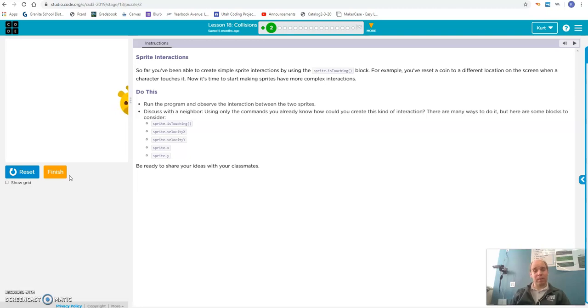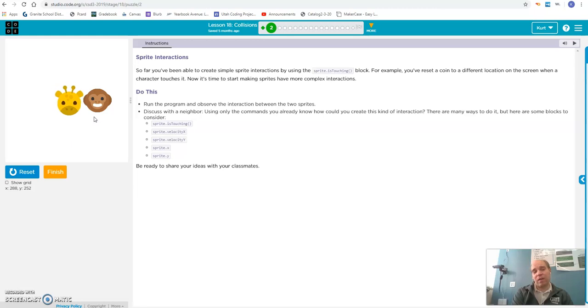Hopefully you're thinking about how you would do this. We already know the isTouching command, so of course we're going to have some type of conditional statement where once the two are touching, we're going to do something. And in this case, we're only having them move to the right. To set this up, there are several different options. Option 1, probably the easiest, when they're touching.